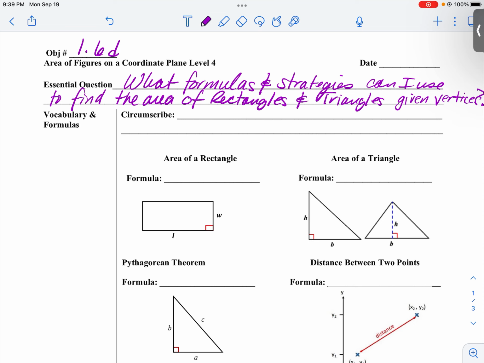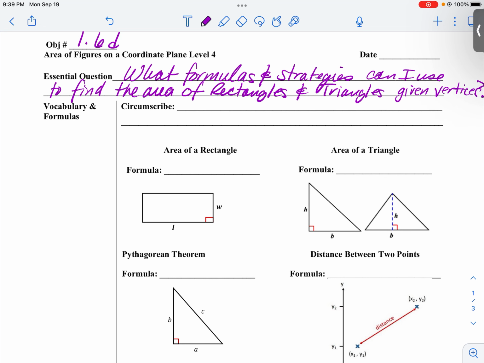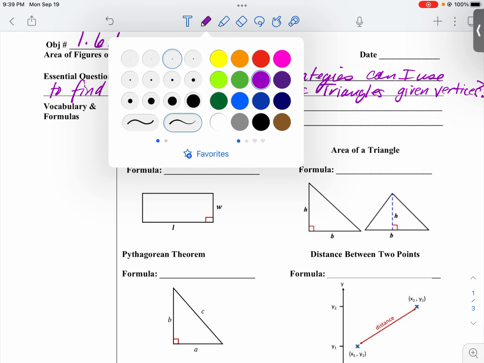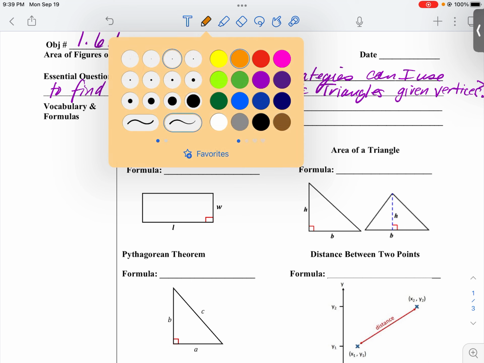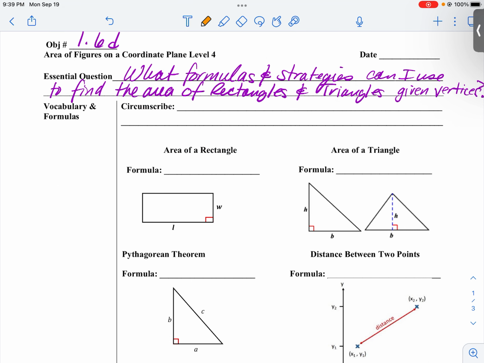So we're going to plot triangles and rectangles on the coordinate plane. Vertices are the endpoints that make the shape. If that's all I'm given, then how can I find the area of those shapes? So let's start with this word here, circumscribe.